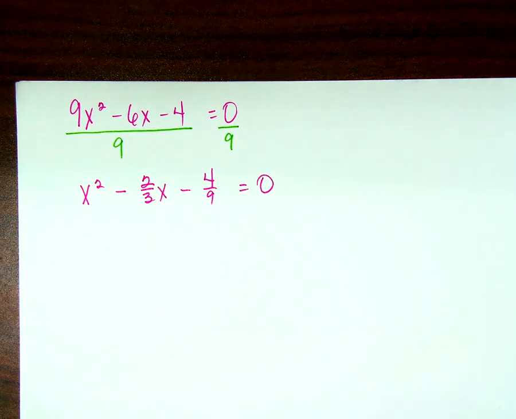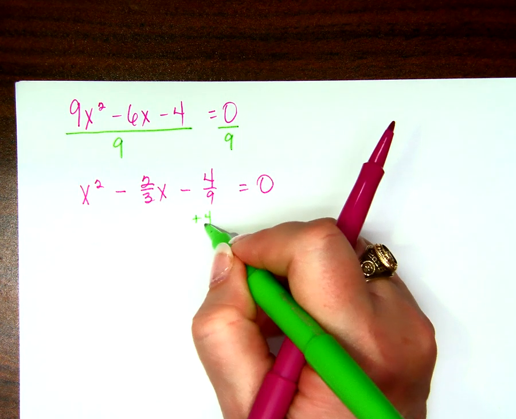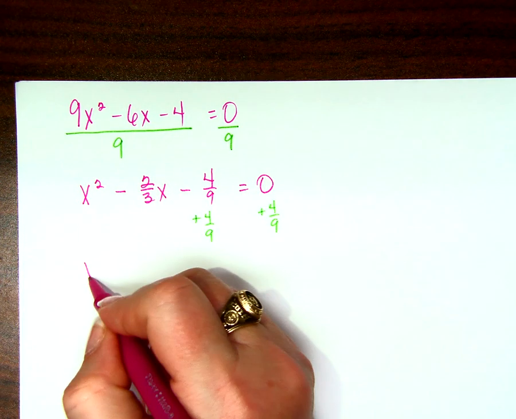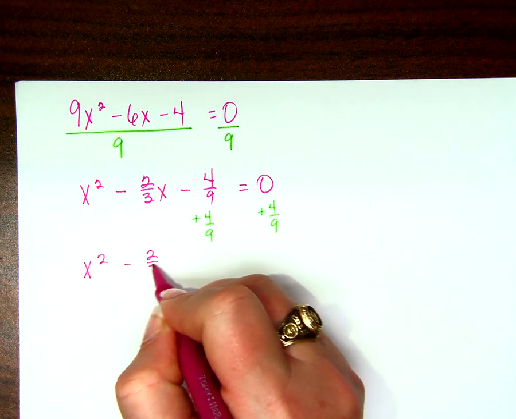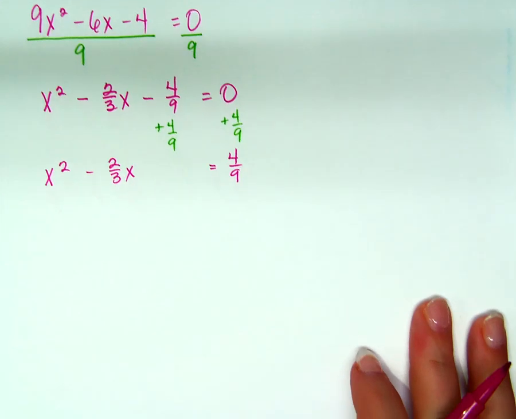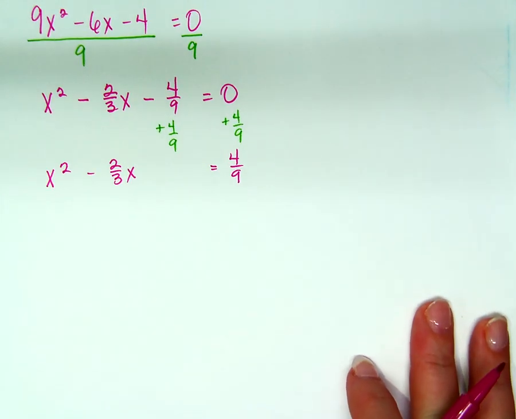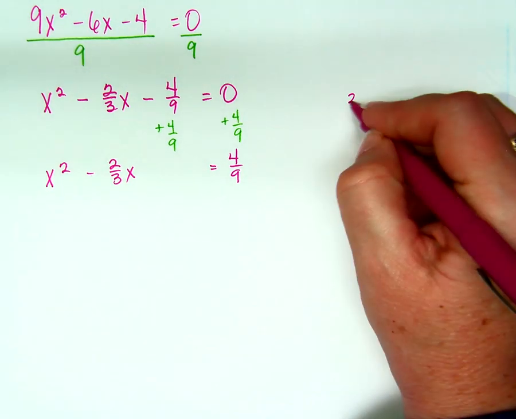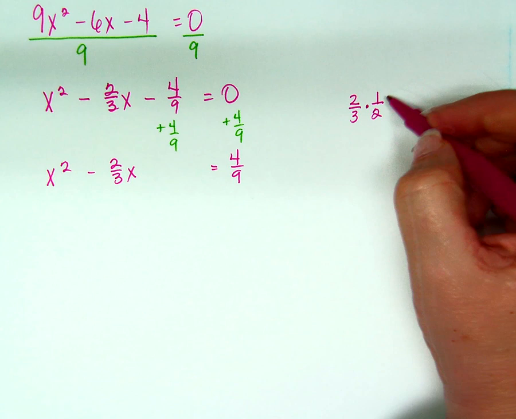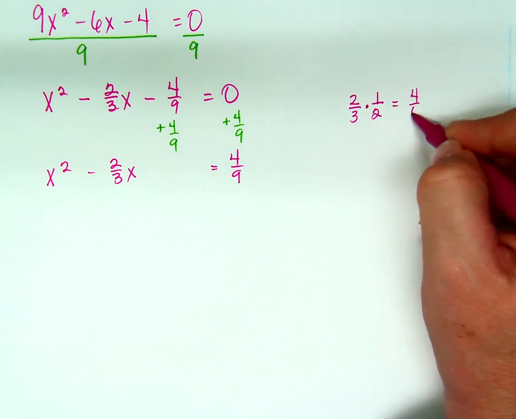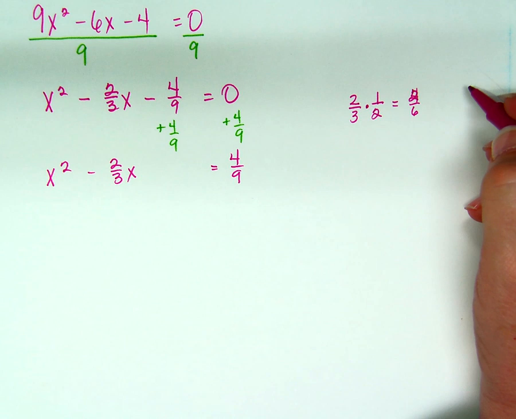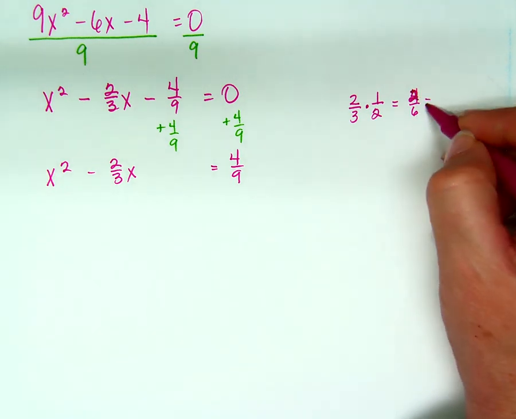And now I complete the square. So now I add 4/9 to both sides to get that constant out of the way. And I have x squared minus 2/3 x equals 4 over 9. Now don't be afraid of this, okay? Because remember we said a minute ago, dividing by 2 is the same thing as multiplying by a half. Well, this gives me 4 over 6. Excuse me, 2 over 6. That's a 2. But that simplifies, right?